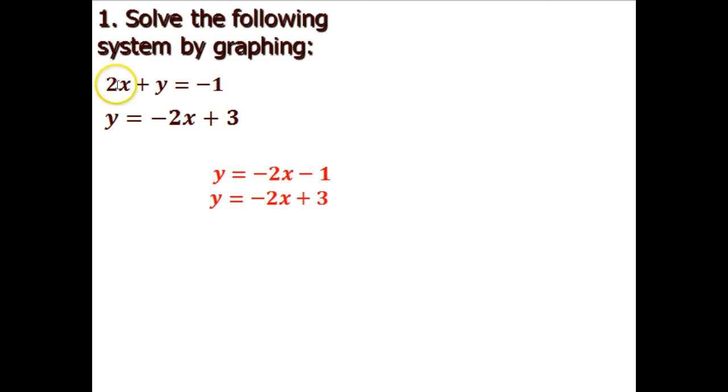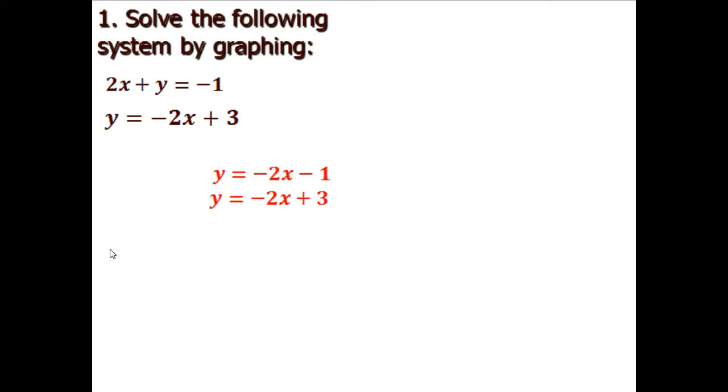All I did is I took this 2x here and I subtracted that from both sides, so y in this case would equal negative 2x minus 1, and y equals negative 2x plus 3. That came from right here, this second one here. Now when we're asked to solve it by graphing, we're going to do that.